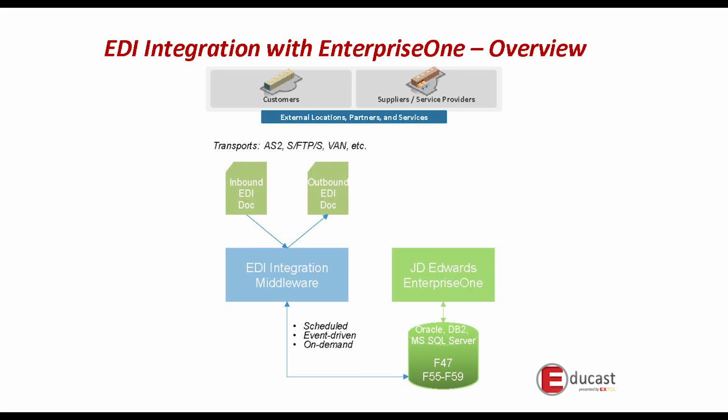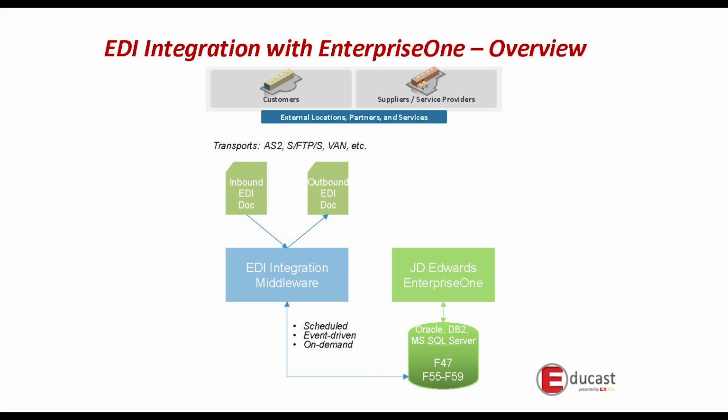Let's take a look at how EDI integration with J.D. Edwards works. And I'm going to use this simple diagram that shows the main elements of EDI integration, starting at the top, where we see customers, vendors, and other trading partners with whom you exchange EDI and other kinds of electronic documents. Now, typically, those documents are transported using standard AS2 communications or value-added network services or secure file transfer.